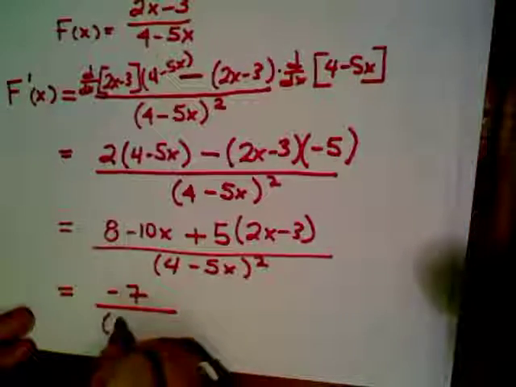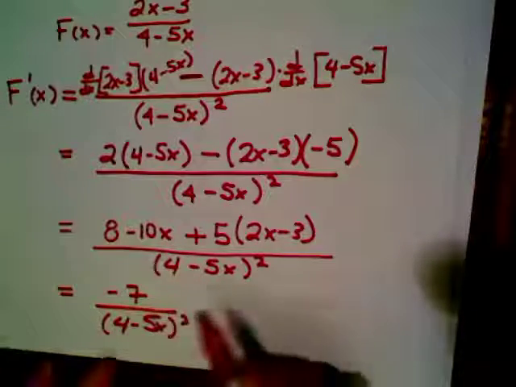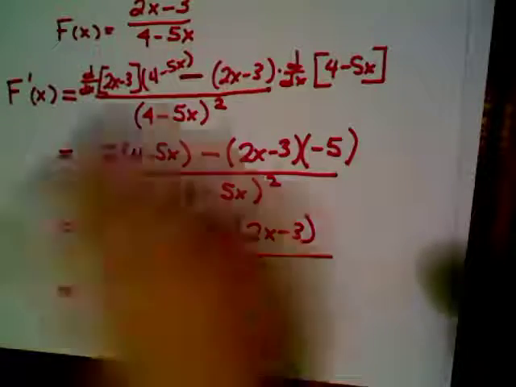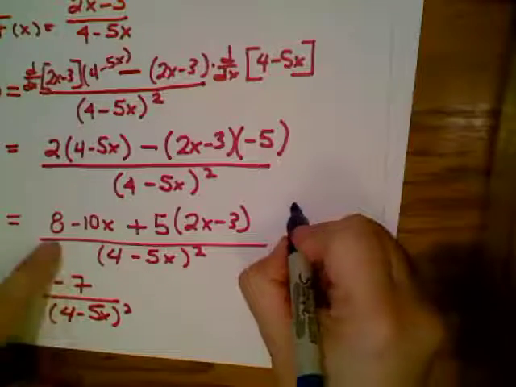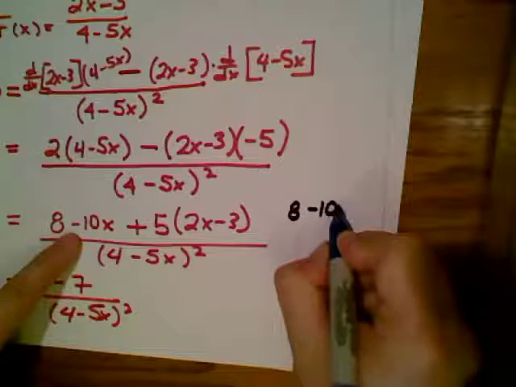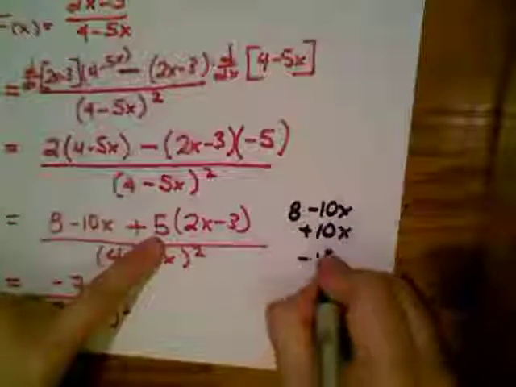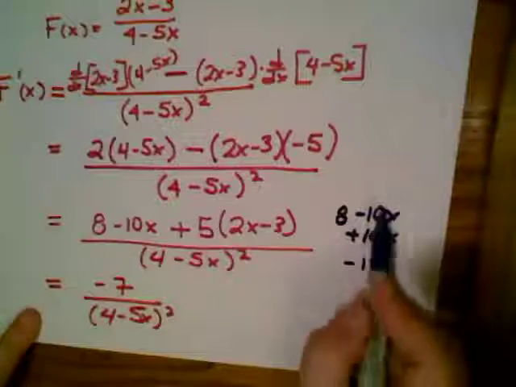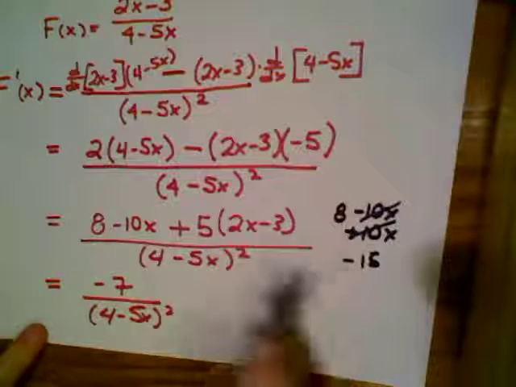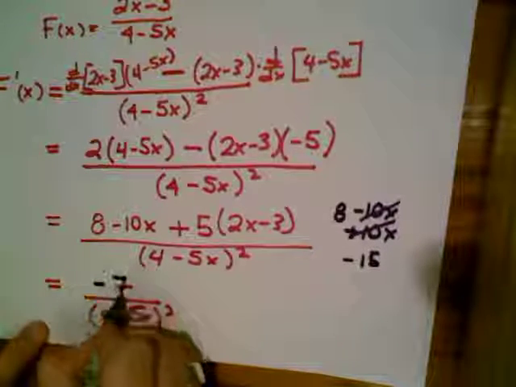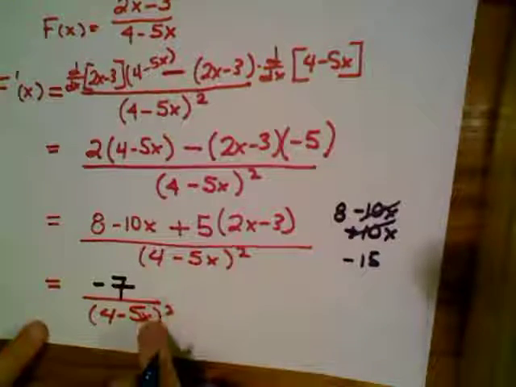So let's double check my result here. I probably should have done that before I got on the video. But I might go over and do a little scratch work. 8 take away 10x plus 10x minus 15. My linear terms add up to 0, and I'm left with the constant 8 minus 15, which is indeed a negative 7. And that's the end of this.